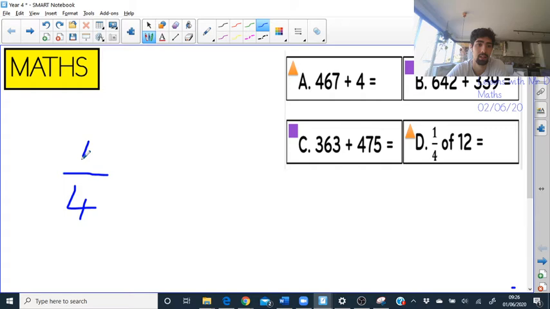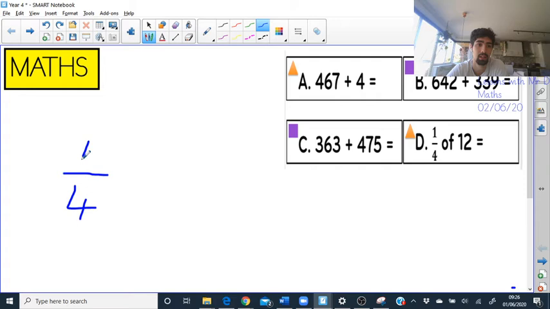So 12 is my whole number in this example. 12 is I've got everything and I want to divide it by 4 to get one of my parts. Again, it sounds complicated, and I will go through fractions properly next week.